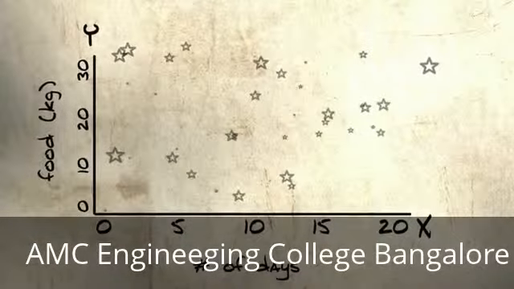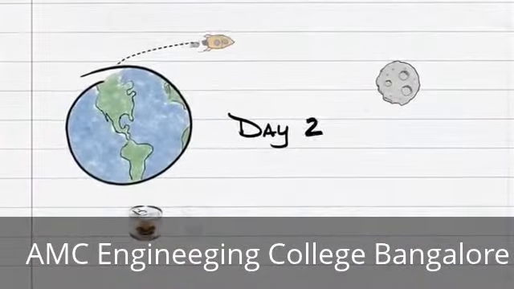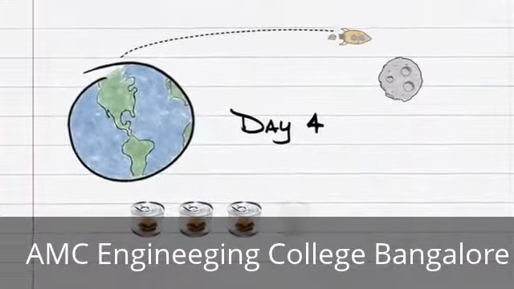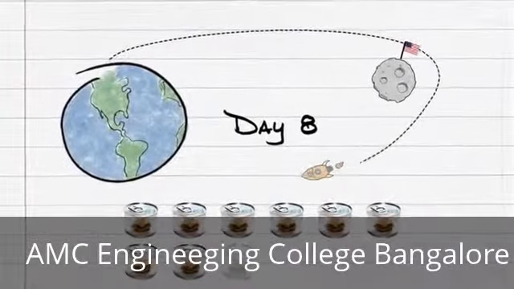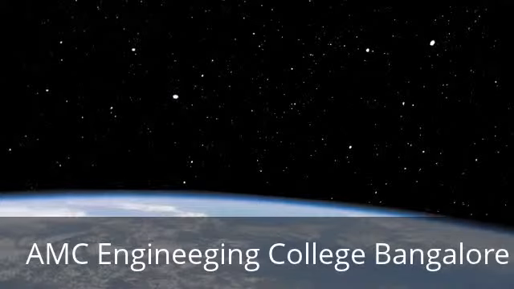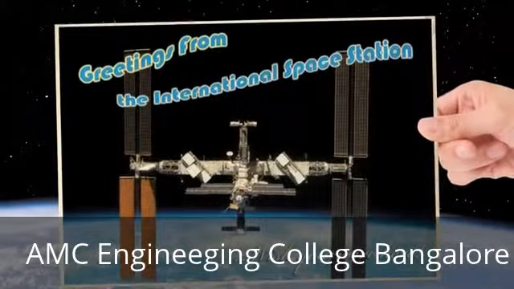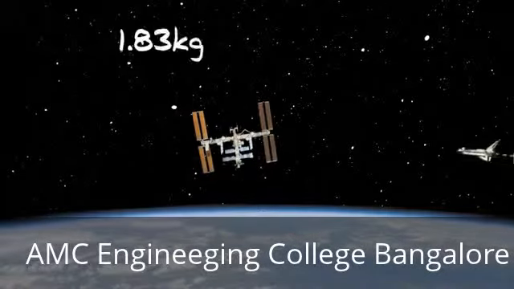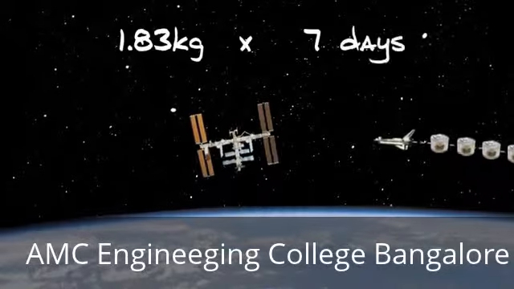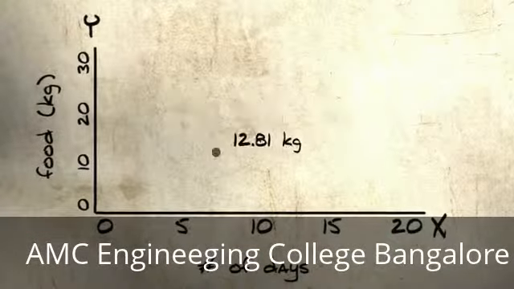Why is it called the dependent variable? Well, in our example, the amount of food we need in kilograms depends upon how long it takes to get there and back. So let's think of some examples. The International Space Station. That's about a 7-day mission. Since we need about 1.83 kilograms of food per day, that's 12.81 kilograms.